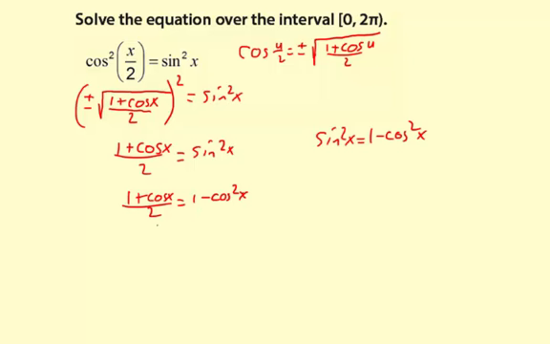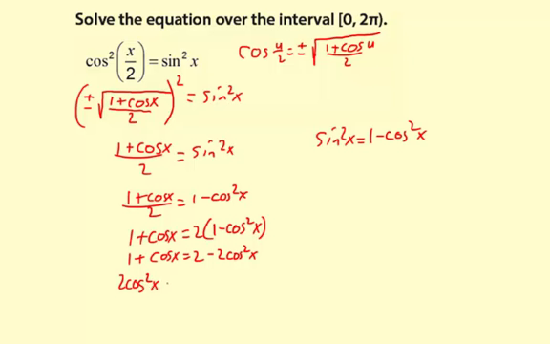Okay, so now I'm going to just go ahead and solve. So I'll multiply both sides by 2. 1 plus cosine of x equals 2 times 1 minus cosine squared of x. Distribute the 2. 1 plus cosine of x equals 2 minus 2 cosine squared of x. Okay, so I'm going to add 2 cosine squared x and subtract 2, so it's going to be 2 cosine squared x plus 1 plus cosine x minus 2 equals 0.